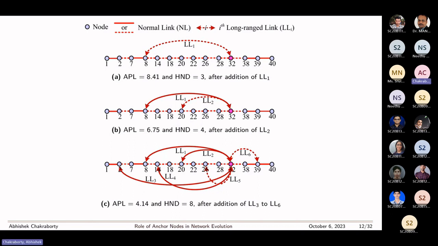So in a real world setting, you may not have the flexibility to add 50 links or 60 links. Maybe you may add a maximum of 10 links, 20 links. The question is where to add and how to add based on your requirements.